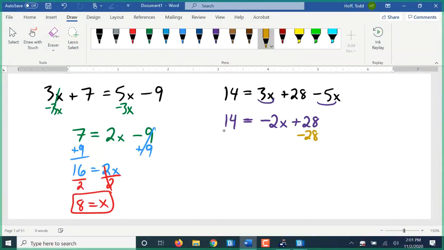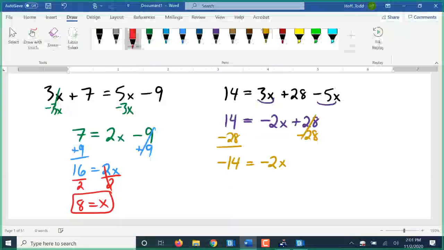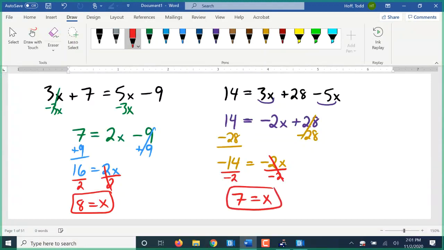We're going to subtract 28. 14 minus 28 is a negative 14. We have negative 14 equals negative 2x. Then we divide by negative 2. Negative 14 divided by negative 2, and negative divided by negative is a positive, so that's a positive 7. Negative 2's cancel out on the other side, giving us just x, so 7 equals x.